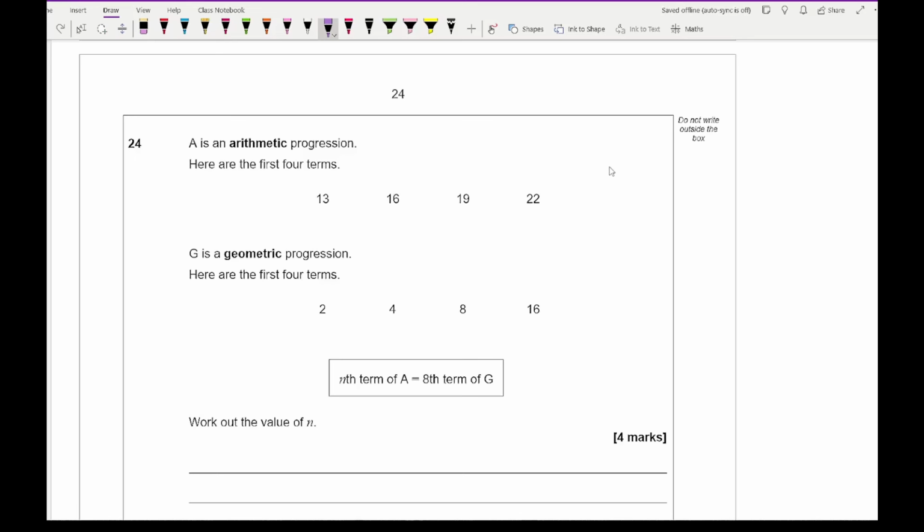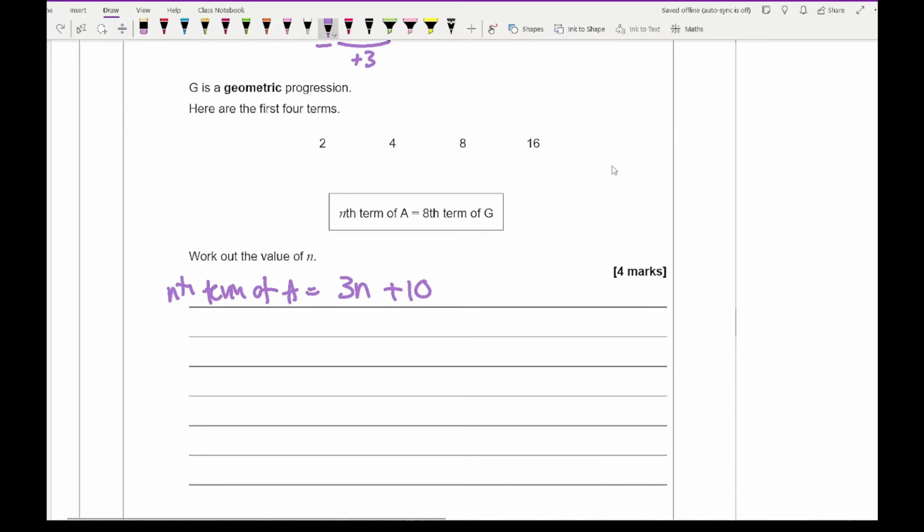So for this, let's first of all work out the nth term of A. The difference between each of these terms is plus 3, so I'm going to end up with 3n in the formula. Now what I need to do to get from 3 to the first term in our arithmetic progression, which is 13, is add 10. So that means that the nth term of A is going to be 3n plus 10.